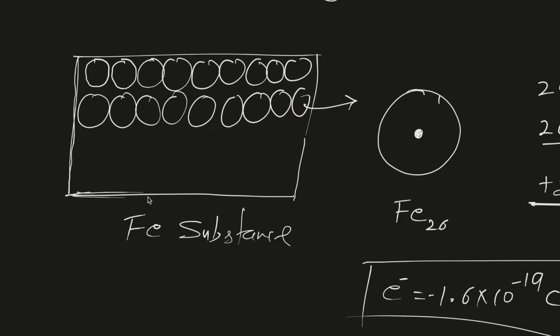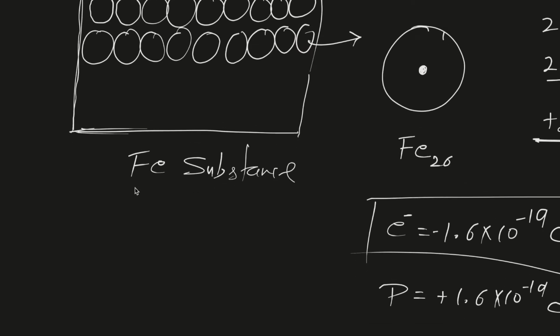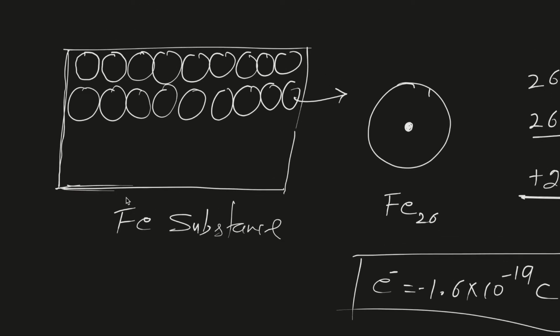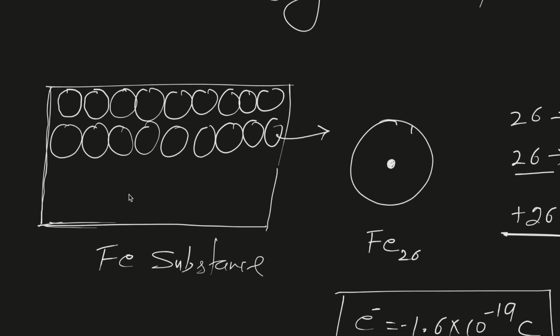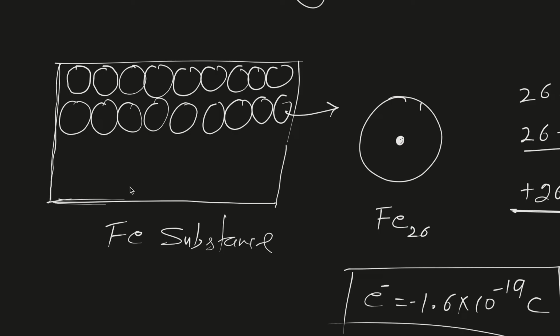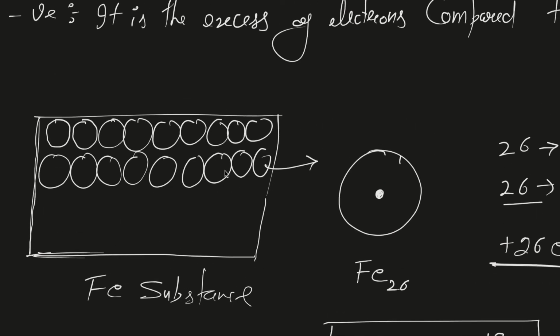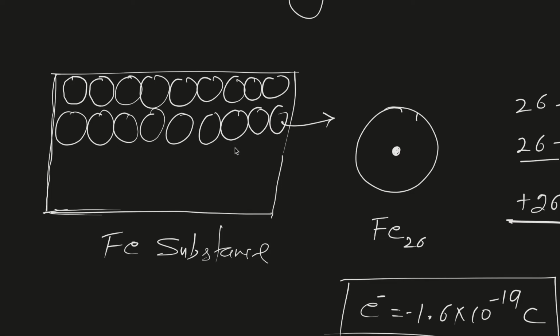And most of the things that you look around you are all neutral substances. Most of them do not carry any charge. If you rub anything, or conduct anything, then they acquire charges. We will discuss in the next lectures how they acquire the charges. And this Fe substance is neutral.